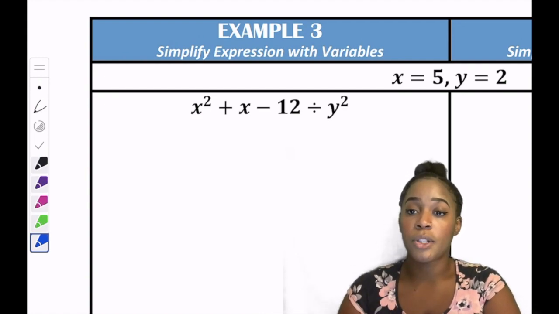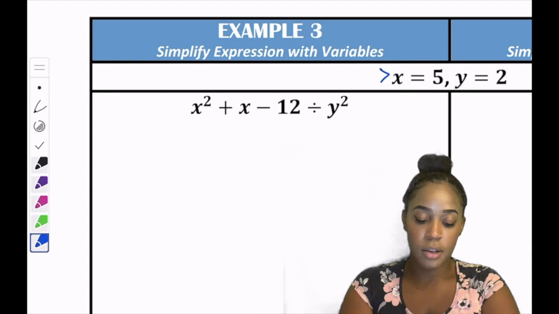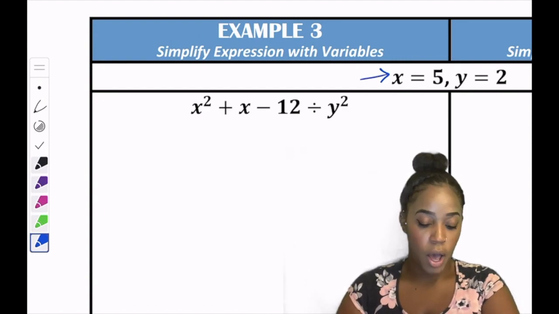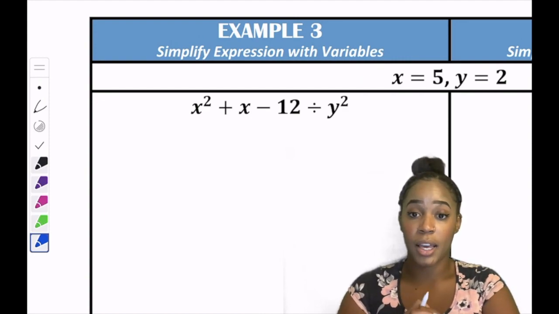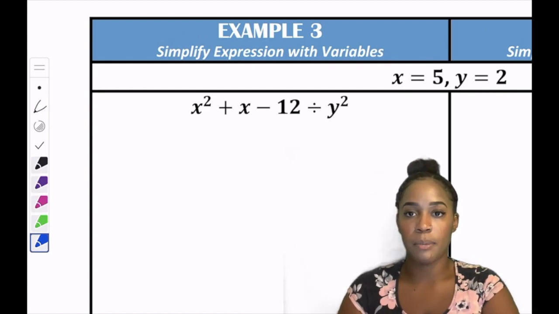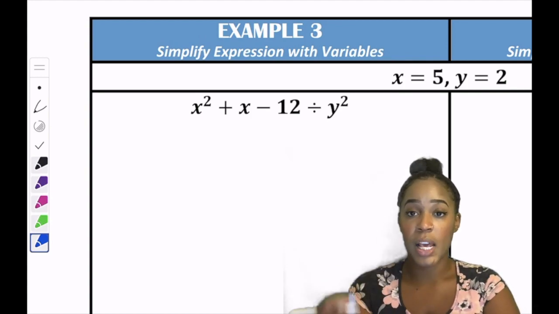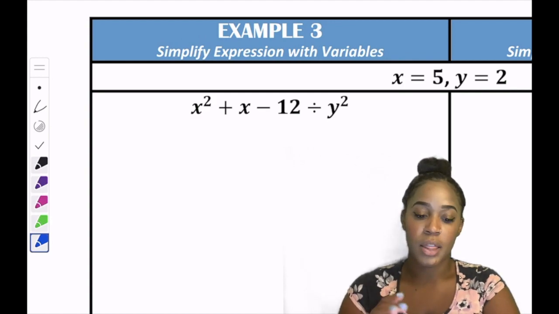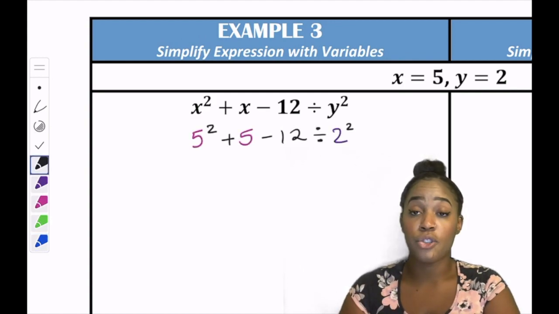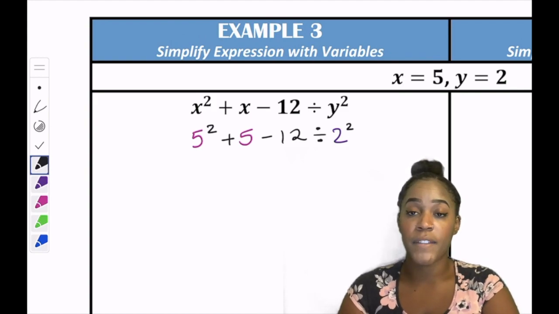and we're being told what to substitute in place of those variables so that we can simplify these expressions. So it tells me that x equals 5 and y equals 2. So for my expression, x squared plus x minus 12 divided by y squared, I'm first going to start with substituting all of my x values and my y values into this expression. So now my expression has no more variables in it. Now I'm looking at 5 squared plus 5 minus 12 divided by 2 to the second power.